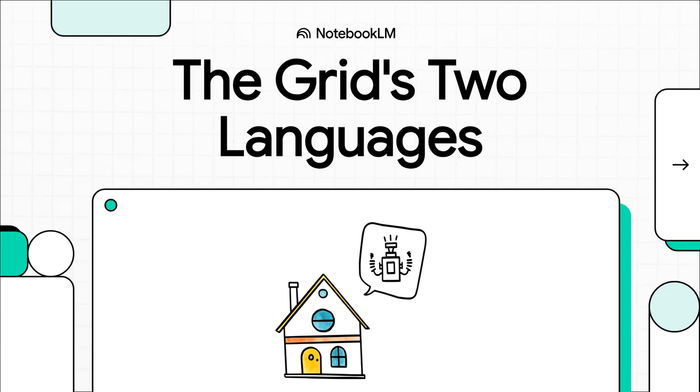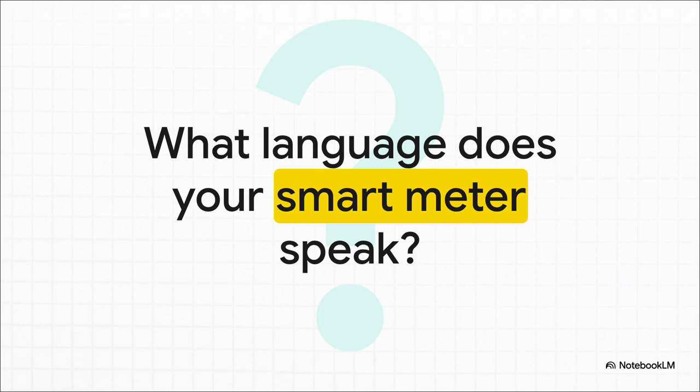All right, today we're going to dive into the hidden communication that's humming along behind the scenes, powering our entire modern world. It's a story about two different languages, one that starts right at the side of your house and another that's spoken in the heart of the grid to keep your lights on. So what language does your smart meter speak?